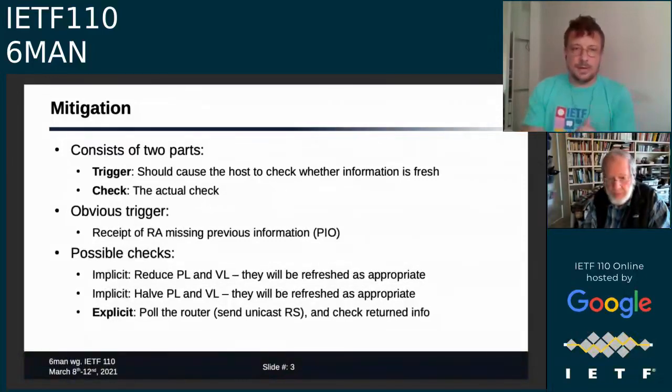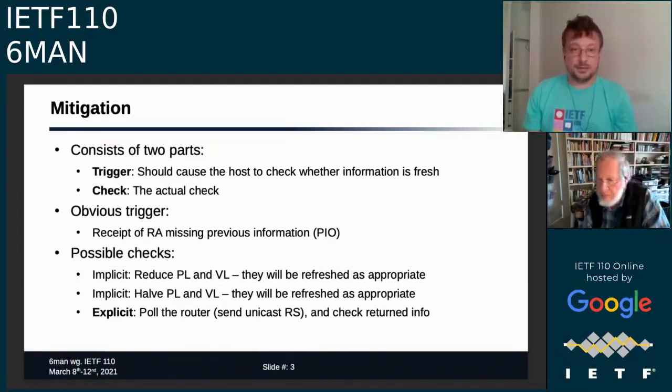Okay, so long story short, we reanalyzed the mitigation that we had, and what we did was separate it into two parts: a trigger and the actual check. The trigger is what will make the host say, okay, you should probably double check whether this information is stale or not, and the check is what you actually do to figure that out. The obvious thing for the trigger is the receipt of an RA that is missing previous information. In this case, PIOs.